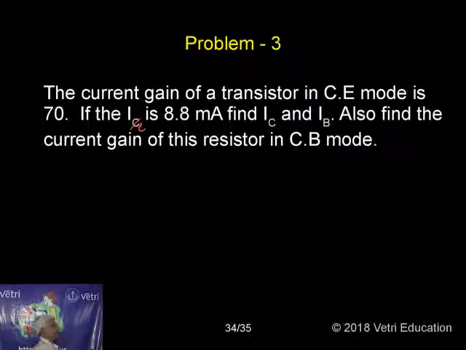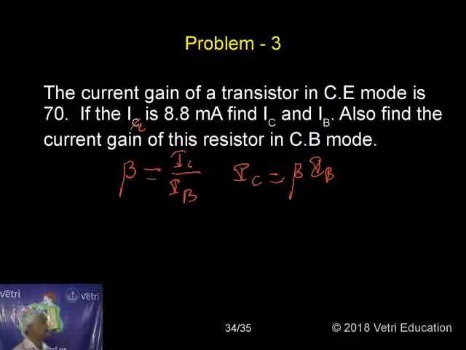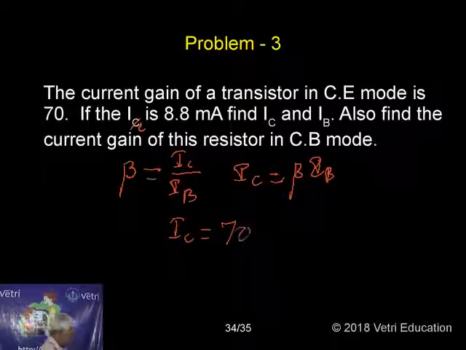In this, the given is CE mode. In CE mode the current gain is beta, everyone knows: output current by input current, IB. Therefore, what is the value of IC? IC is beta times IB. So once we know beta and IB, we can calculate the value of IC. In this problem, the collector current IC is equal to beta, the current gain given as 70, times IB.